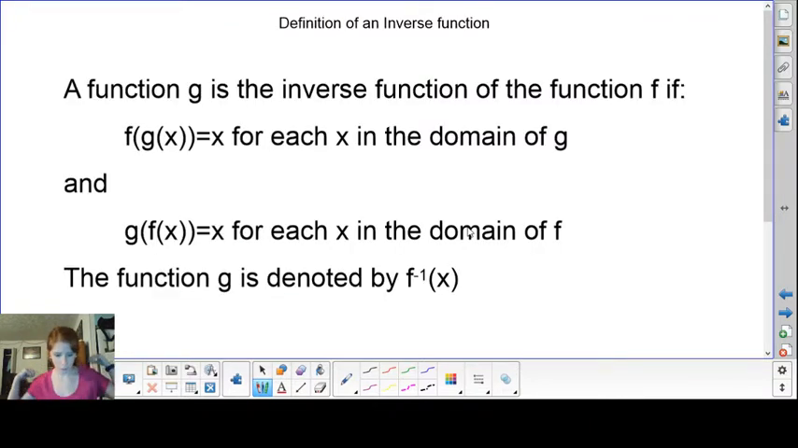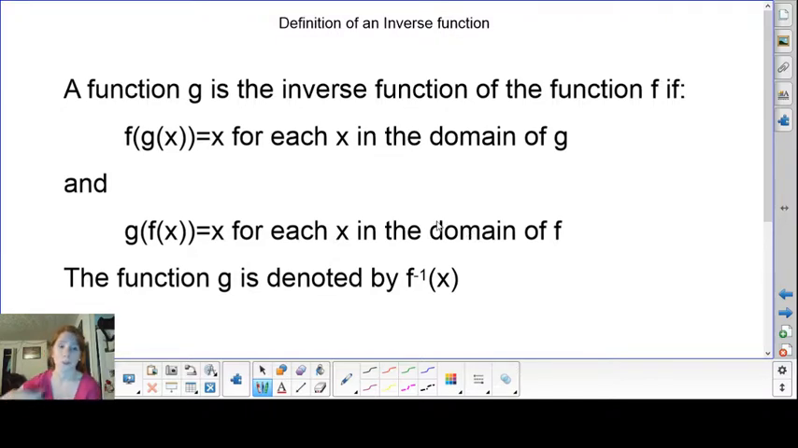So here is our definition of an inverse function. We have seen inverses before. So before we go ahead and get into that, let's talk about inverse. Inverses undo each other. So for example, if I say addition, what is the inverse of addition? Well, subtraction, because addition and subtraction undo each other. Multiplication and division. Now what we're going to do is put this in terms of functions.